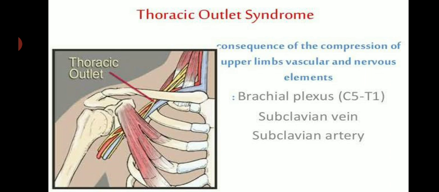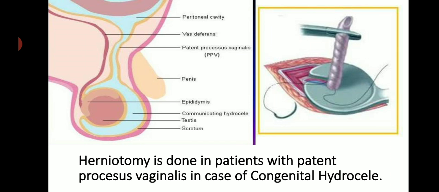Thoracic outlet syndrome involves compression of the brachial plexus, subclavian vein, and subclavian artery. Herniotomy is done in patients with patent processus vaginalis in case of congenital hydrocele.